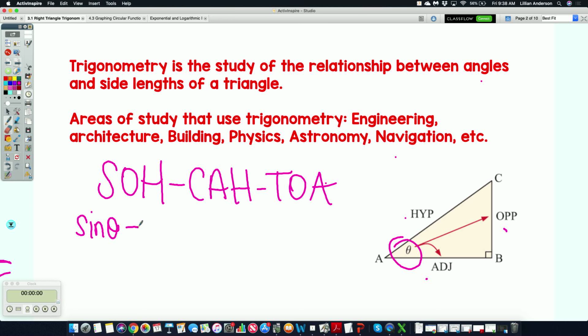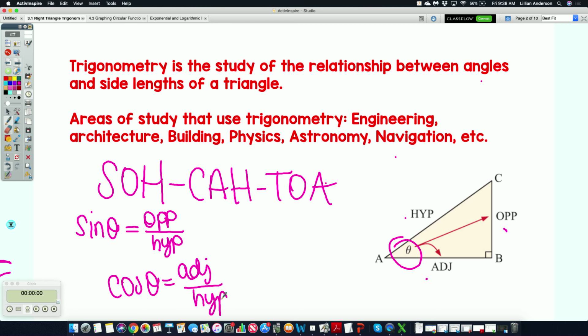Sine. The sine of your angle was the opposite over the hypotenuse. Very good. C stood for? Cosine. So cosine of your angle was adjacent over hypotenuse. And the last one, T? Tangent of your angle was opposite over adjacent. It hasn't changed from geometry. That has not changed either for IB. So it's still all the same.